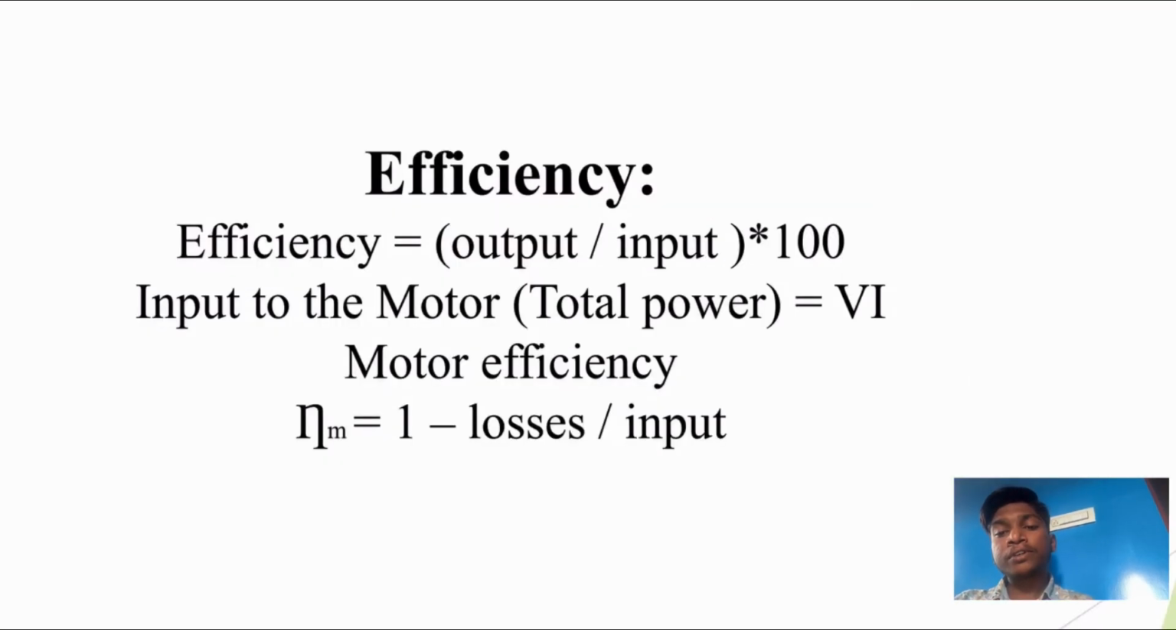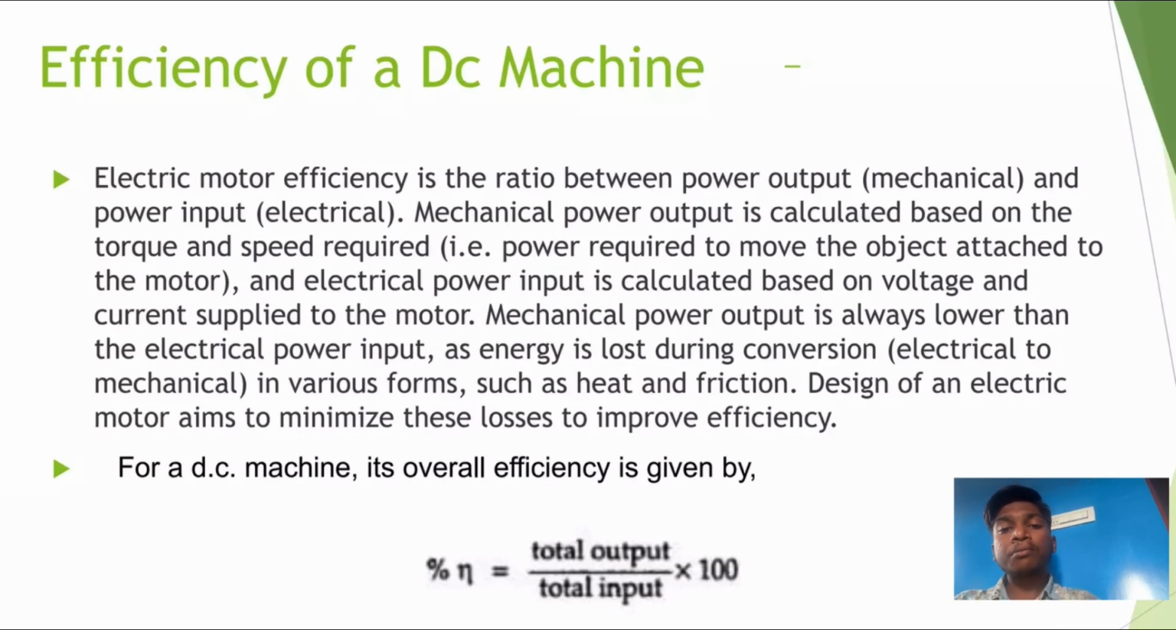And the efficiency formula is efficiency equals output by input into 100. The input to the motor is the total power, that equals voltage into current, and the motor efficiency equals 1 minus loss by input. The efficiency of a DC machine, as an electrical motor efficiency, is the ratio between the power output, in this case mechanical, and the power input, in this case electrical. The mechanical power output is calculated based on the torque and speed required, that is the power required to move the object attached to the motor. And electrical power input is calculated based on voltage and current supplied to the motor.